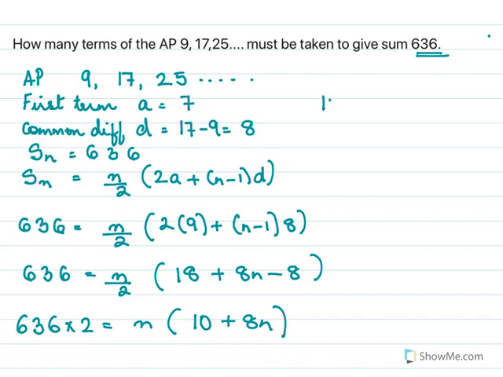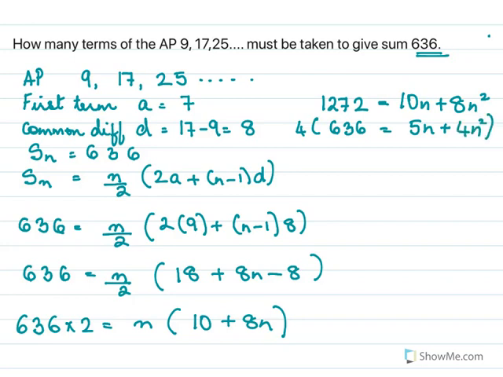636 into 2 is 1272, equal to, open the bracket, 10n plus 8n square. I will now take 4 common out, and when I take 4 common out from the whole equation, I get 636 equal to 5n plus 4n square. So 4n square plus 5n minus 636 equal to 0.